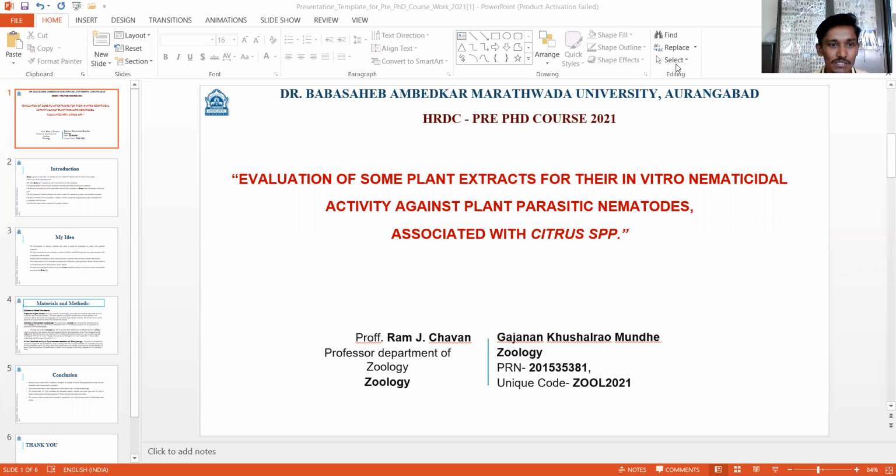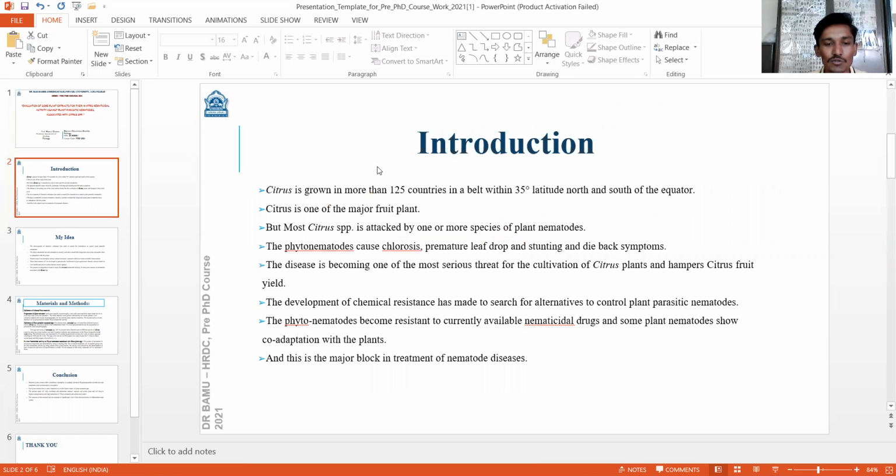I'm from a zoology department, and my work is on phytonematodes and their nematicidal activity associated with citrus plant species. Citrus is a major and important fruit crop in India and other countries also. Near about 125 countries grow this citrus plant within the belt of 35-degree latitude south and north of the equator.